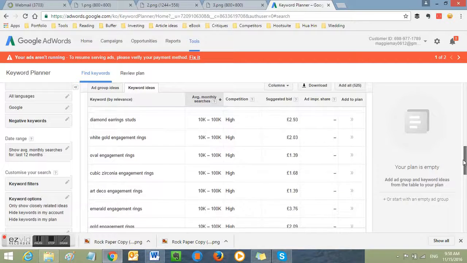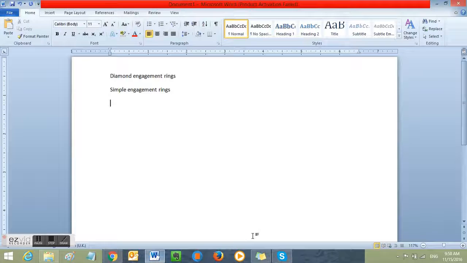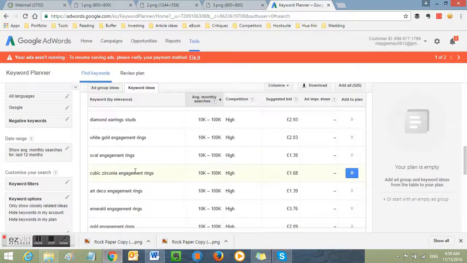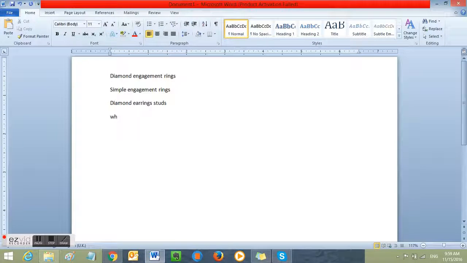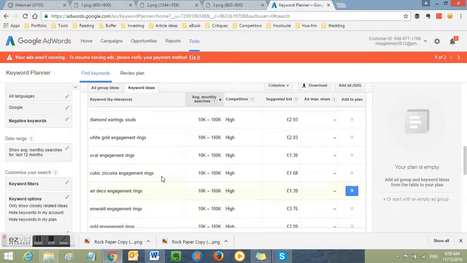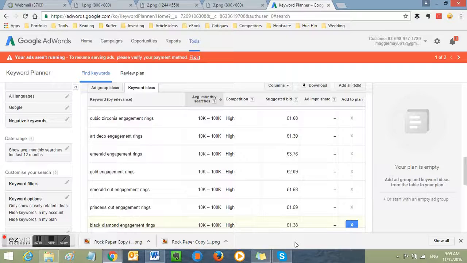White gold engagement rings, oval engagement rings. We'll put in white gold. Gold engagement rings. I think oval will be just too specific. Emerald gold engagement rings. Is it similar to what I have just put in? No, white gold. Okay, white gold and gold engagement rings. Princess cut. We're going to leave the more specific ones. Vintage engagement rings.